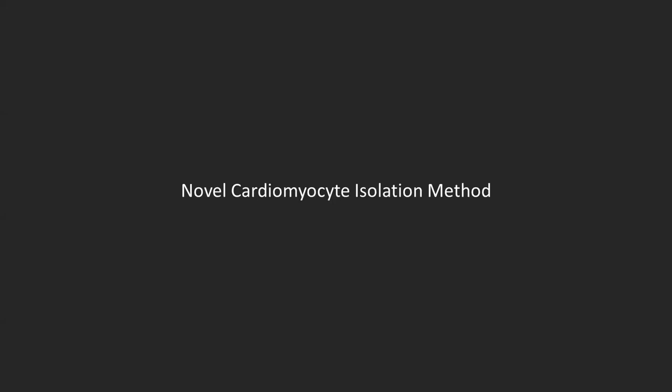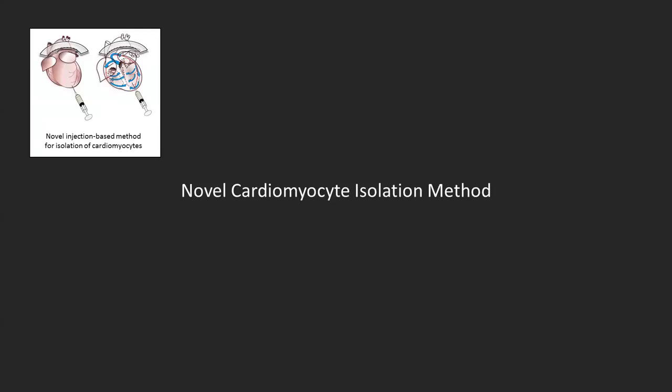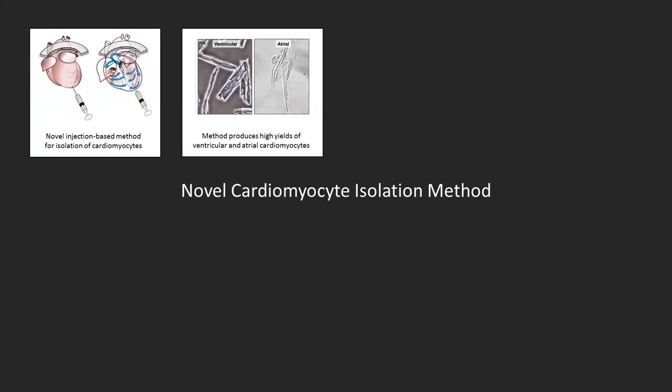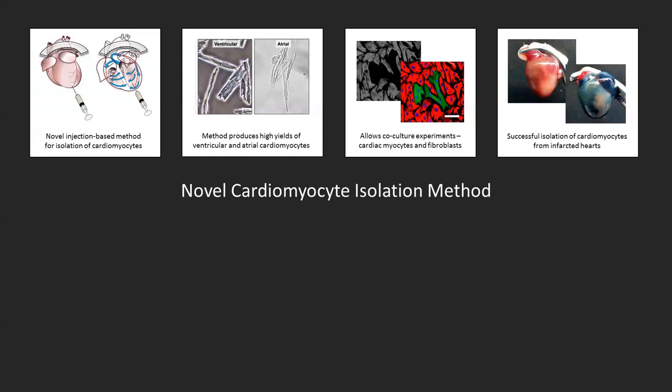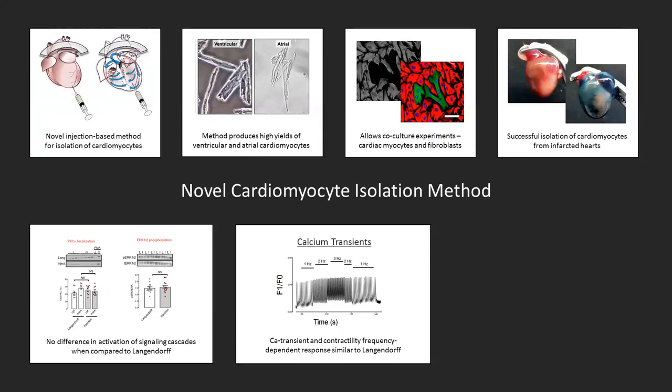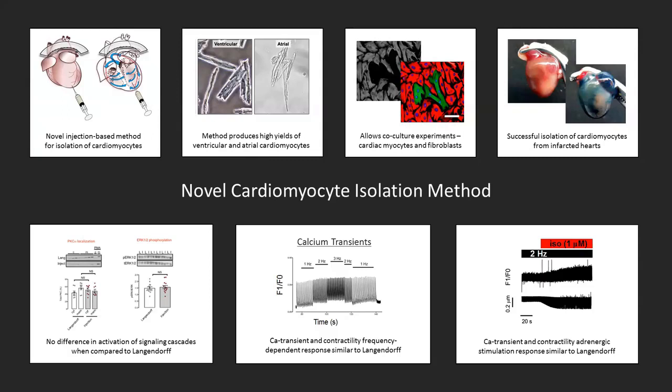So, to summarize, we've developed a novel injection-based method for isolation of cardiac myocytes that does not rely on Langendorff. This method produces high yields of ventricular and atrial cardiac myocytes. It allows co-culture experiments of cardiac myocytes, fibroblasts, and possibly other cell types in the heart as well. It allows successful isolation of cardiac myocytes from infarcted hearts. And when we compared the two methodologies, the Langendorff and injection method, we really found no differences in activation of signaling cascades at baseline, or any differences in calcium transient and contractility in terms of frequency-dependent responses, or in terms of response to adrenergic stimulation.